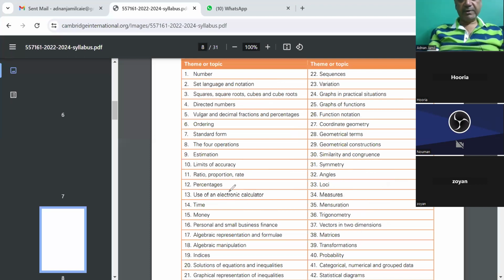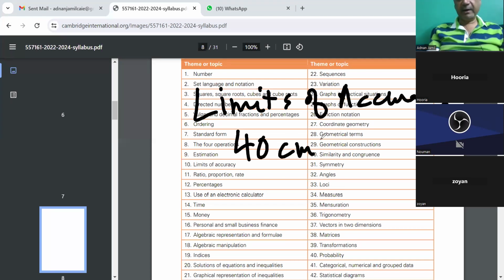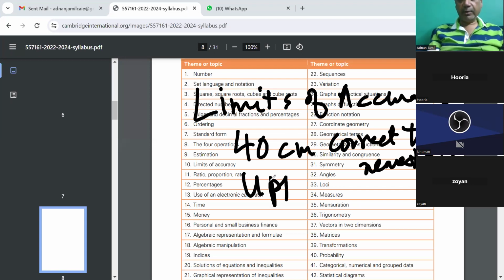Next thing is limits of accuracy. Very important. They will definitely give a question on upper bound and lower bound. I'll quickly tell you, for example, if there is a length given to you, 40 centimeters, correct to the nearest centimeter, and you have to find out the upper bound.